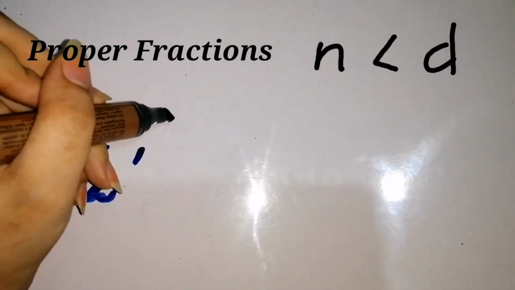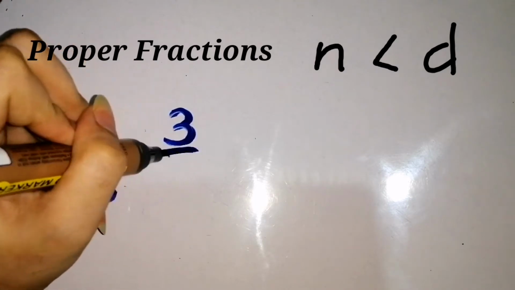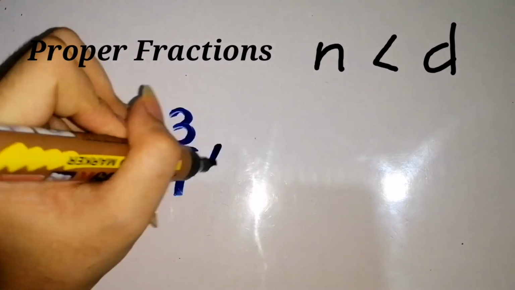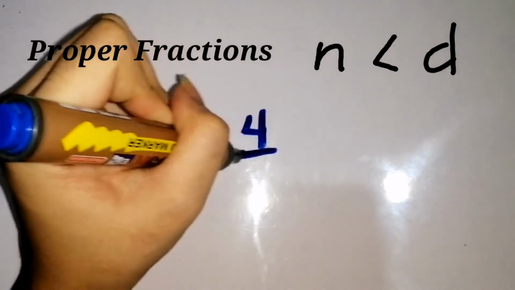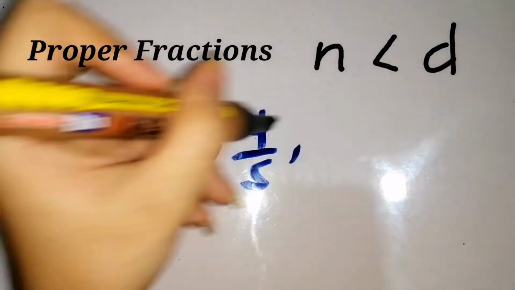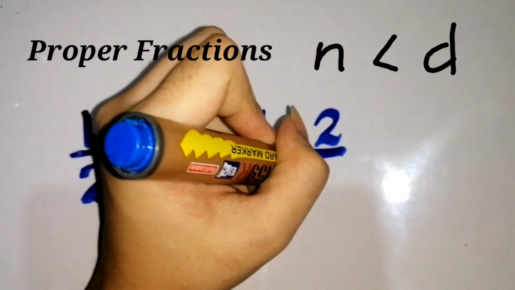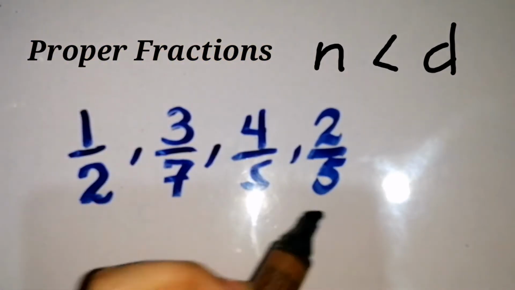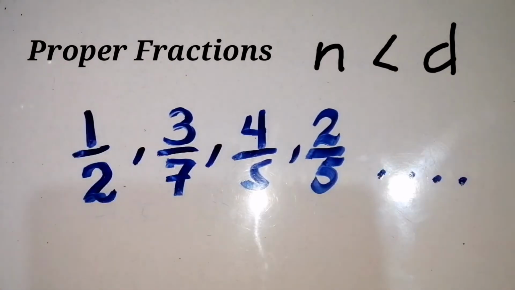Another example, we can have 3/7. 3 is less than 7, so this one is another proper fraction. 4/5. 4 is less than 5. 2/5. 2 is less than 5, and many more. So these are just some of the examples of proper fractions.